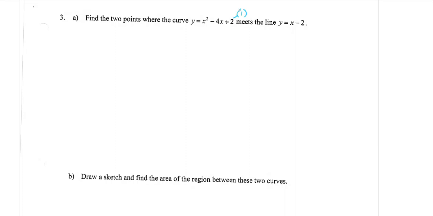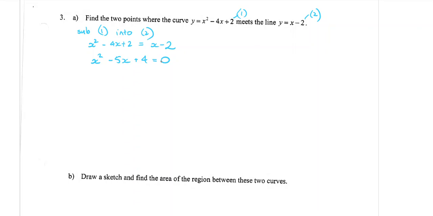So equation 1, equation 2, and we're going to sub 1 into 2, which means I get x squared minus 4x plus 2 equals x minus 2. Just like last time, move everything to the left, which will be x squared minus 5x plus 2 plus another 2 will make plus 4. So we do have our quadratic still there this time.